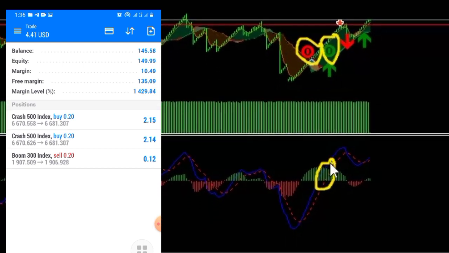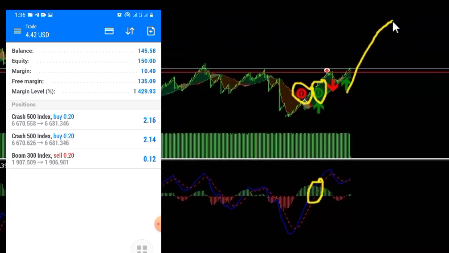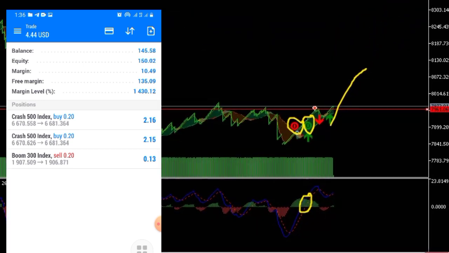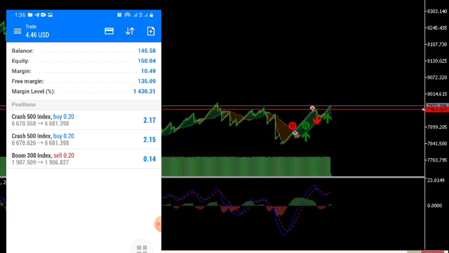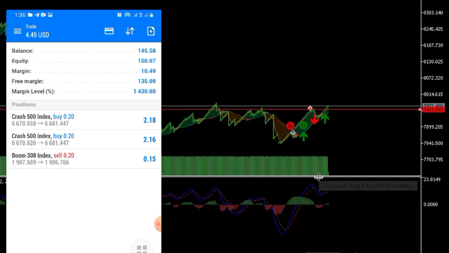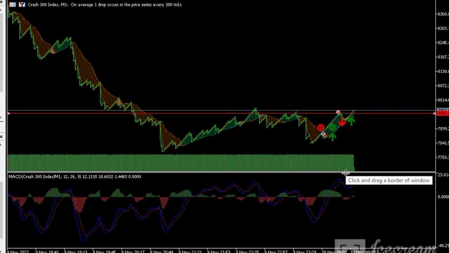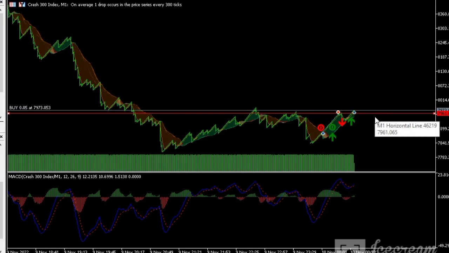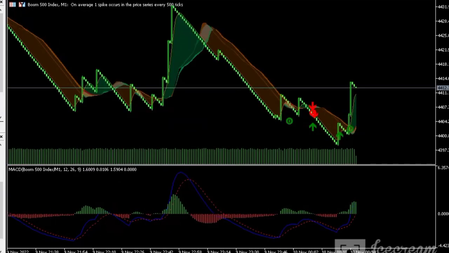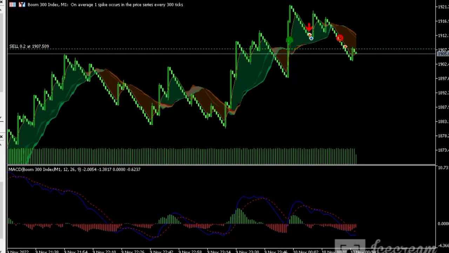We have that entry. That is the cross of the red MACD to green, and then we have the green circle, and on the window indicator we have the MACD crossing upside. Now we expect the market to move up, so we're going to place the entry right there. I'm going to place the entry on my phone. You will see it will appear right here. Let us wait and see if it appears at this point in time. Now look at that, I've placed an entry on Crash 300.